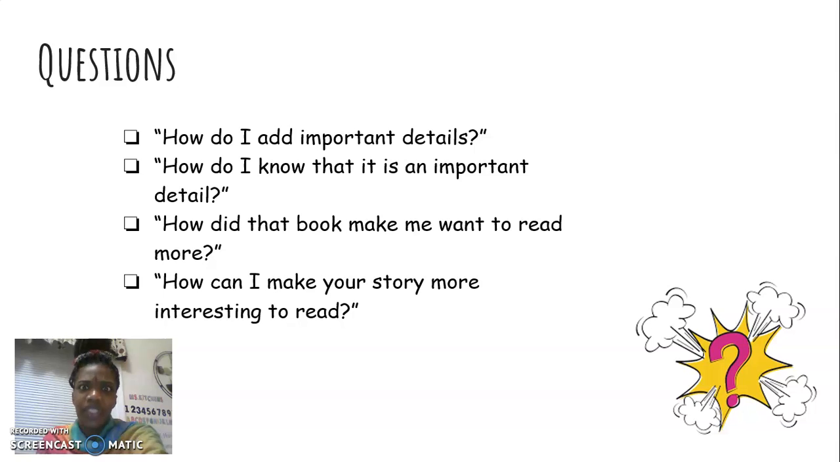here are some questions you can ask yourself when you're doing your writing pieces. Okay, how do I add important detail? Well, we know that you got to do them labels. Get those labels on them pictures, and your pictures will be as pop and vibrant as they need to be for your readers to want to read more of your books. Okay, how do I know that it is an important detail? How do you know that it's an important detail to your story? Well, you know that because when you were closing your eyes and visualizing what was happening in your story, you saw that very important detail and you say, you know what? If I see that in my mind, it definitely needs to be on my page.